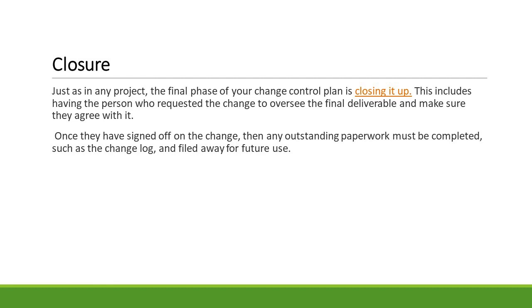2. Lessons learned. The project team reflects on the entire change control process, identifying strengths, weaknesses, successes, and areas for improvement. 3. Documentation. The outcomes, lessons learned, and any adjustments made during the implementation are documented. This documentation serves as a valuable resource for future projects.